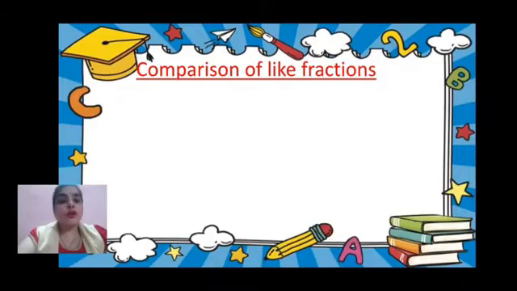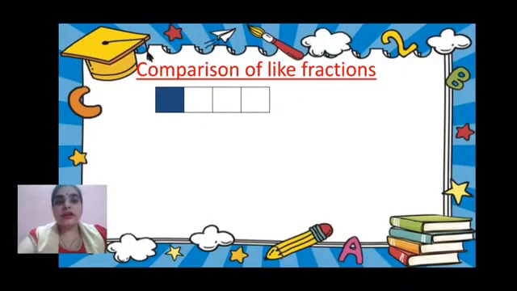What do you mean by like fractions? This we have already learned in the types of fractions. Like fractions are the fractions whose denominators are equal.